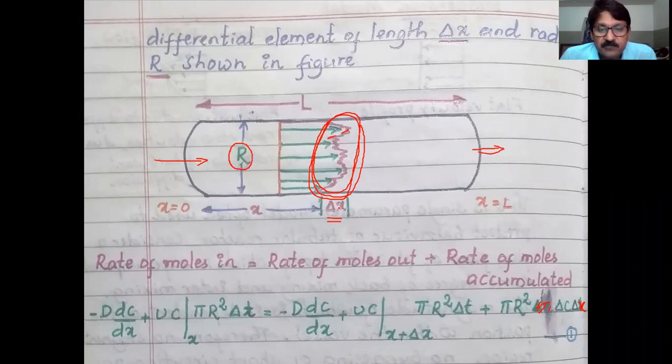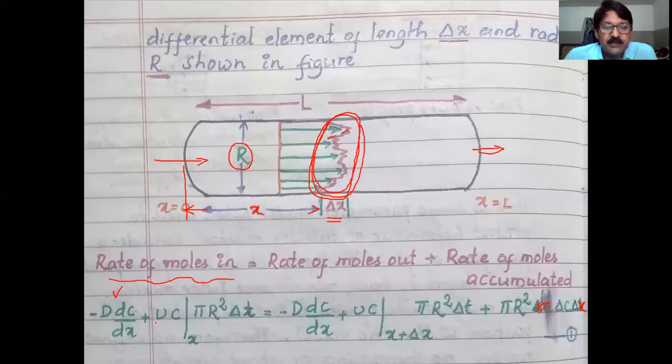This disturbance from the inlet is at a distance X, and the magnitude of this disturbance is delta X. As I told, moles in, and what is out? Something is accumulated and something goes out, so in equals out plus accumulation. Here you can see minus D dC by dx, which is Fick's law of diffusion.